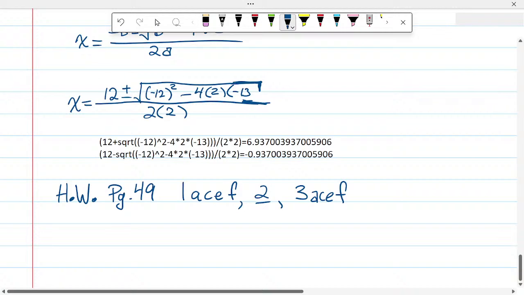Kartik asked, if anyone's curious where this quadratic equation comes from, it's actually a great little proof. And if you want to come around the desk, I'll show you. But I'll let everyone else kind of get going on their homework.